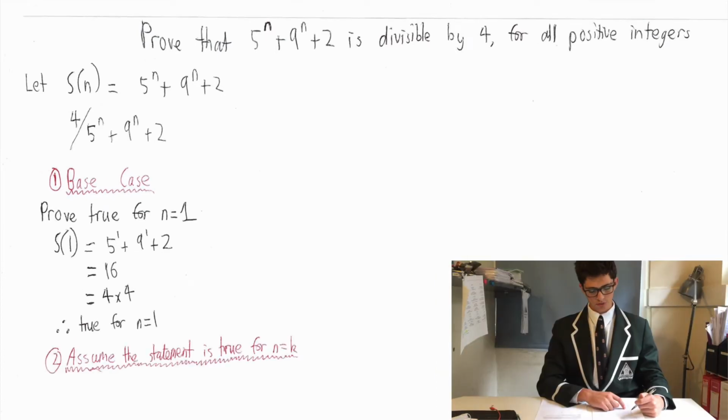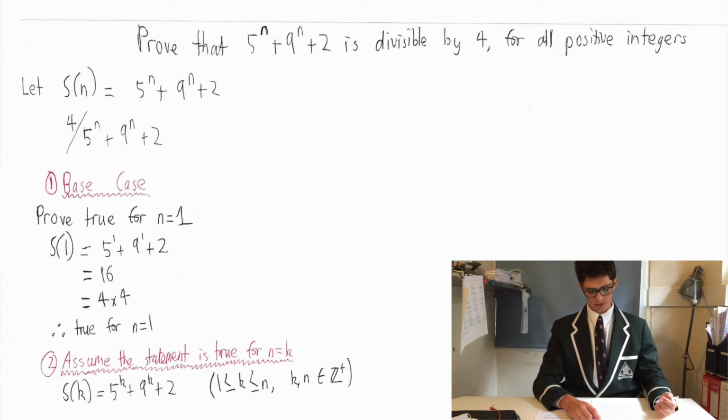The next part of the proof will be to make an inductive hypothesis, where we will assume that the statement is true for n equals k. But before we do this, we must give n and k some parameters. We will say that 1 is less than or equal to k, which is less than or equal to n. And we will say that k and n are a part of the set of positive integers. And this is as per the demands of the question.